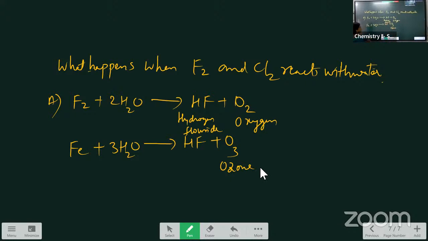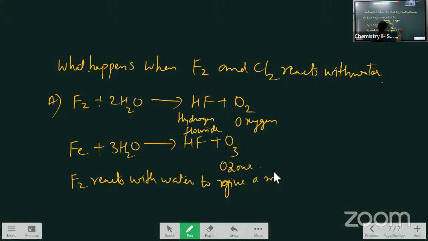Now you have to make a common statement. So fluorine reacts with water to give a mixture of oxygen and ozone. F2 reacts with water to give a mixture of HF, O2 and O3. You don't need to write separate statements. You can write a common statement for both the reactions.